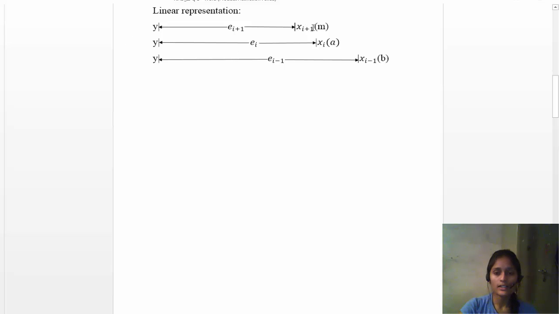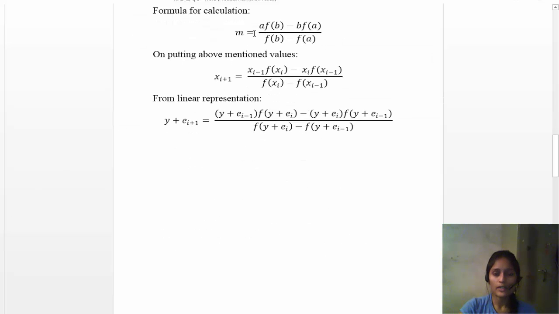If we say that at the I minus 1th step, the error term will be e I minus 1, that is the difference of y and x I minus 1th. We can call it b. So on with ith step we can call it a, and I plus 1th step we can call it m. These are different approximations towards the root.